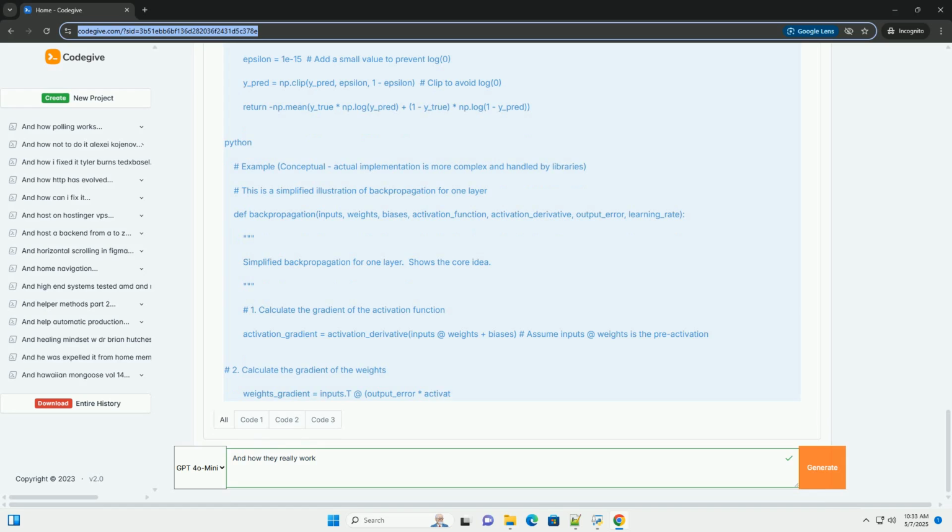Vanishing/exploding gradients. These problems can occur in deep neural networks, making it difficult to train the network. Use techniques like ReLU activation, batch normalization, and gradient clipping to mitigate these problems. Initialization. The initial values of the weights can significantly impact the training process. Use proper initialization techniques, for example Xavier/Glorot initialization, He initialization.